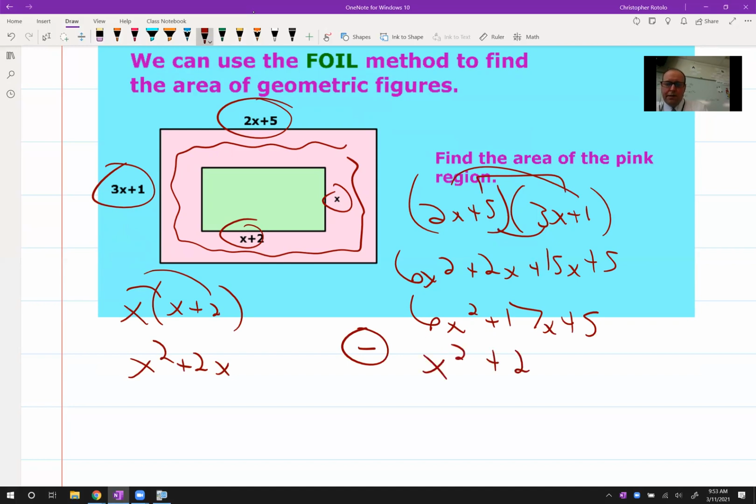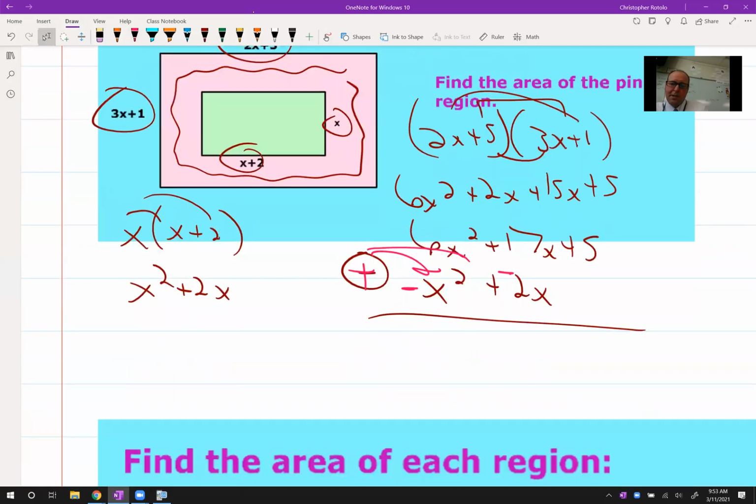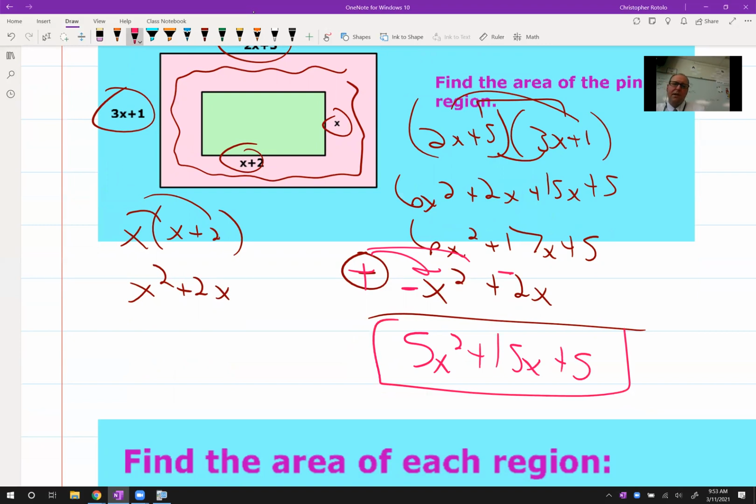plus 2x. All right, so when we did this before, we said, all right, let's take this negative and distribute it in, and then we can make it an addition. So I don't have to worry about those signs as much. So 6x squared minus 1x squared is 5x squared. 17 minus 2 is 15x and plus 5. So that's the area of the pink region because we took away that green box.